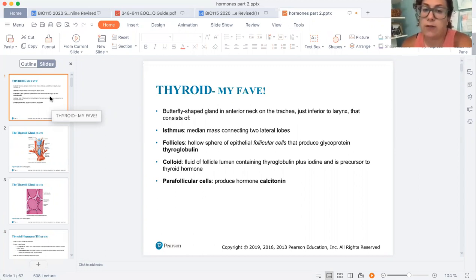We have follicles, which are cells that make what's called thyroglobulin, which are precursors to thyroid hormone. Then we have colloid in the center, that when we take a cross section of histology, we see this pink, beautiful material that is thyroglobulin plus iodine, and that's the precursor to our thyroid hormone. Then we have parafollicular cells, which make calcitonin. Calcitonin responds to too high of calcium.